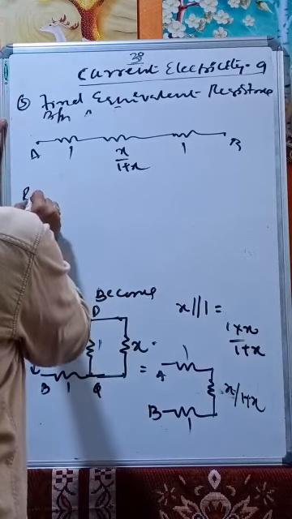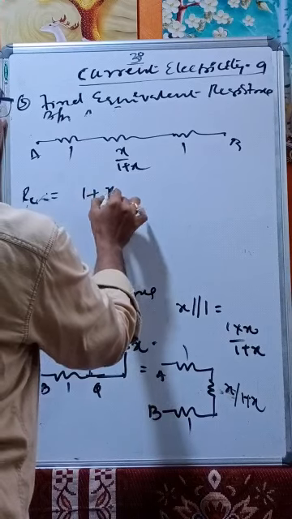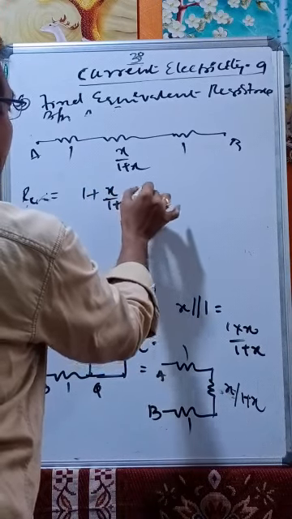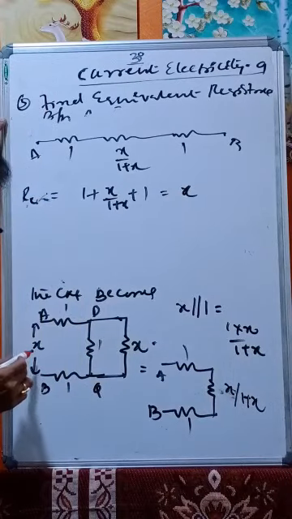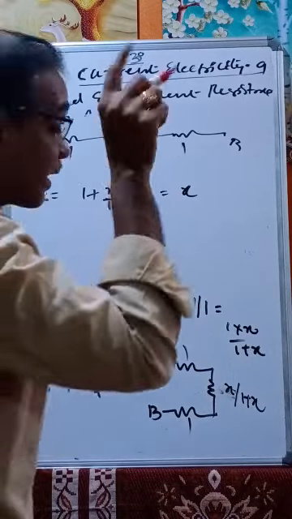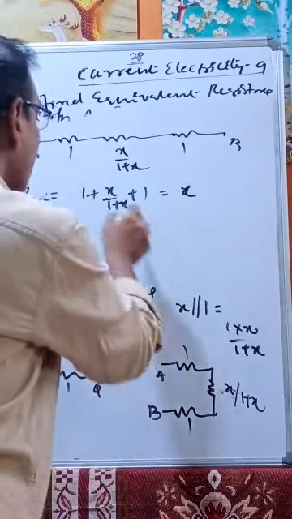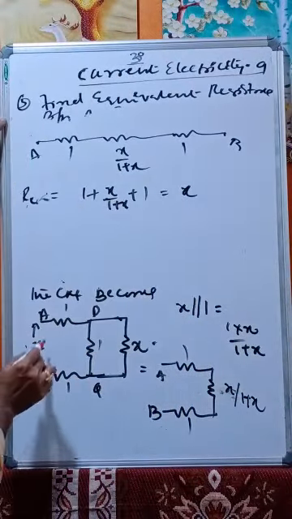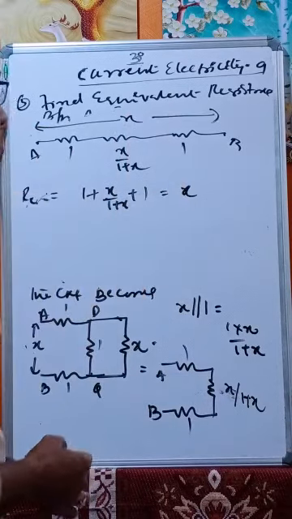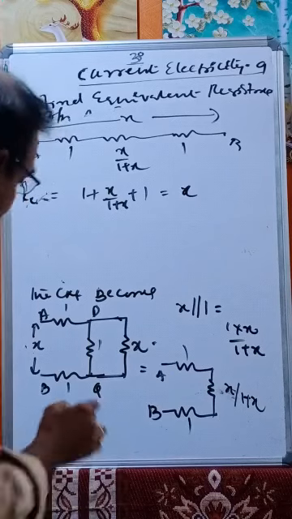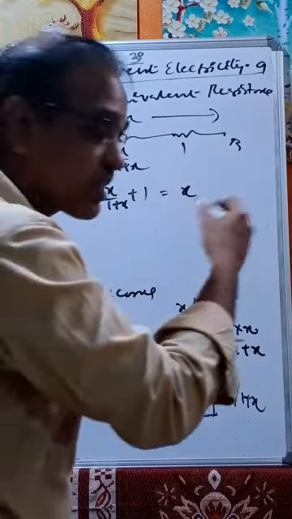Therefore, R effective is equal to 1 plus x by 1 plus x plus 1. That equals x. We are taking this one as x. I have told you in the beginning only: the effective resistance of the infinite circuit is x. So this should be equal to our x, the effect of A and B. This is all equal to x, because we are considering the initial resistance as x for the infinite series.